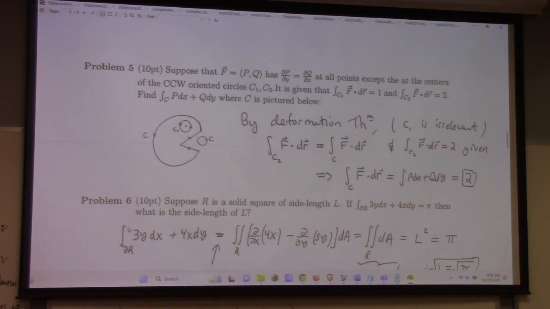Let's see here. I've erased it, but here we've got partial p partial y equals partial q partial x, which is to say that the z component of the curl is 0 if we extend it to be three-dimensional, right? This is a locally conservative vector field. And it's locally conservative, except what? It's got these divergences, apparently, at the center of perhaps C1 and C2.